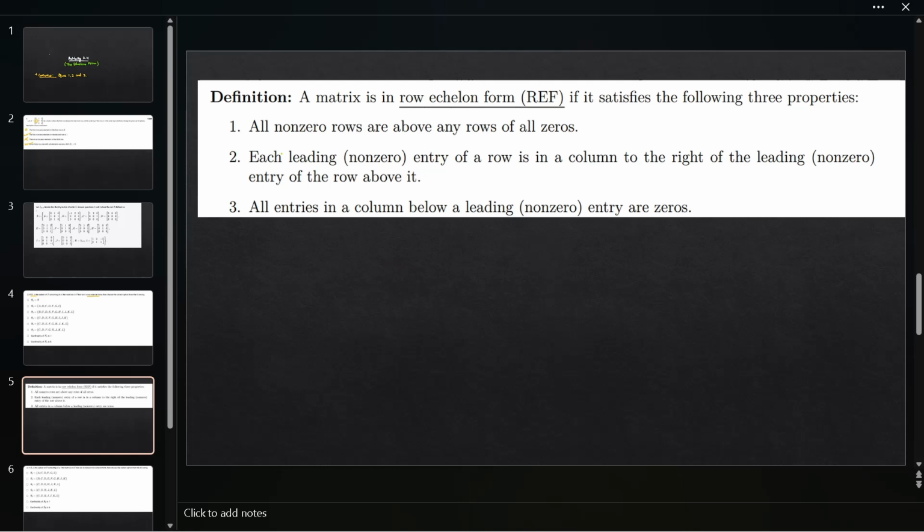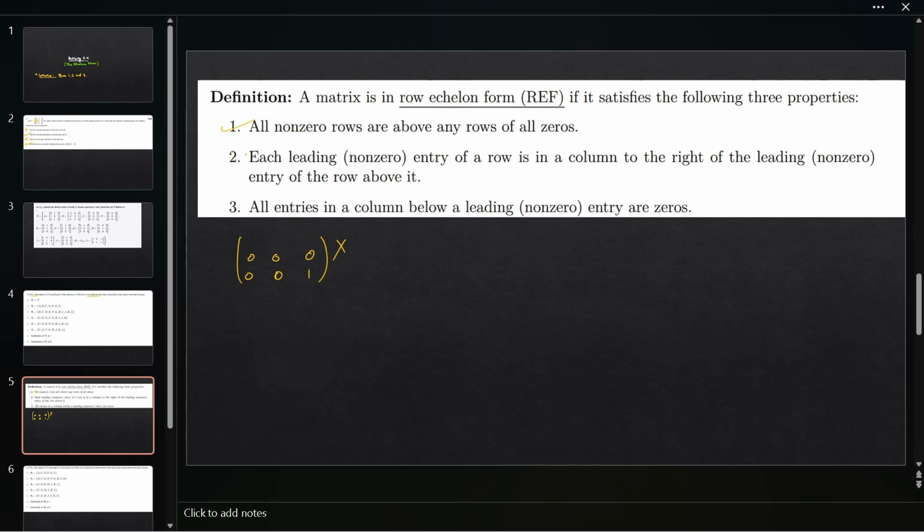The first is that all non-zero rows are above any rows of all zeros. So if I have a row like 0, 0, 0, and then I have a row like 0, 0, 1, then it is not in row echelon form. If there is an all-zero row, it should be at the bottom.